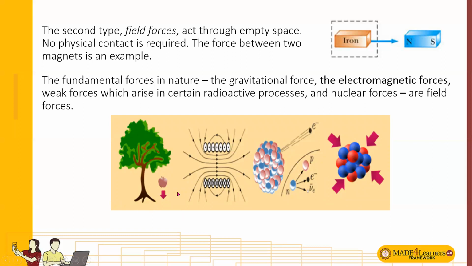The electromagnetic force is also another example. The weak forces in radioactive processes, in nuclear chemistry, are also field forces. These three are on the micro scale; they are dealing with subatomic particles. For this part of our discussion, we'll be focusing on the gravitational force and, of course, the contact forces, the push and the pull.